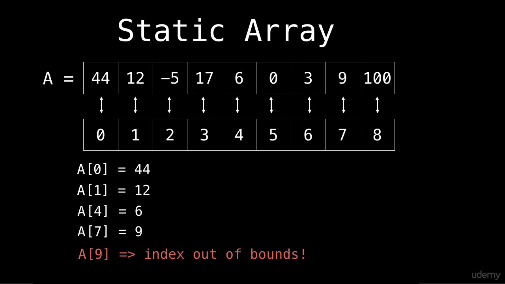So array A, square bracket 0, close square bracket, is equal to 44, meaning A at position 0 is equal to the value 44. Similarly, A at position 1 is 12, A at 4 is 6, A at 7 is 9. But A at index 9 is out of bounds, and our program will throw an exception. Unless you're in C, it doesn't always throw an exception, unfortunately.